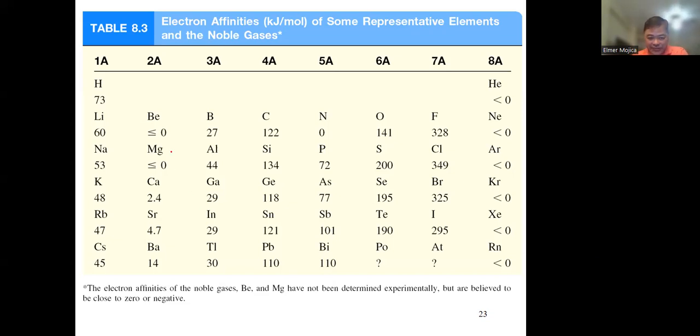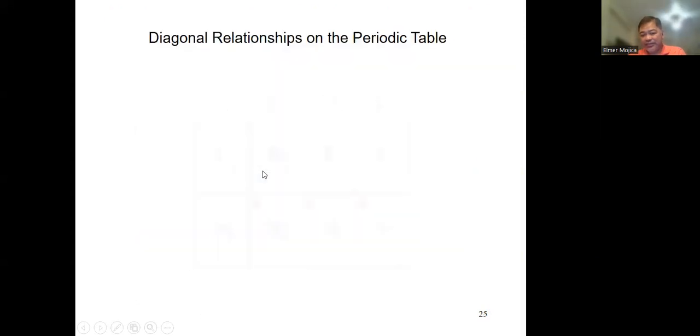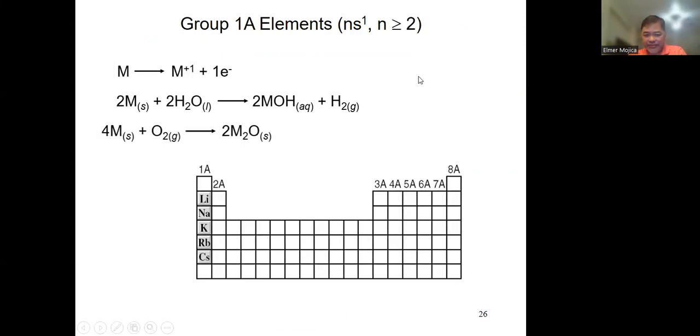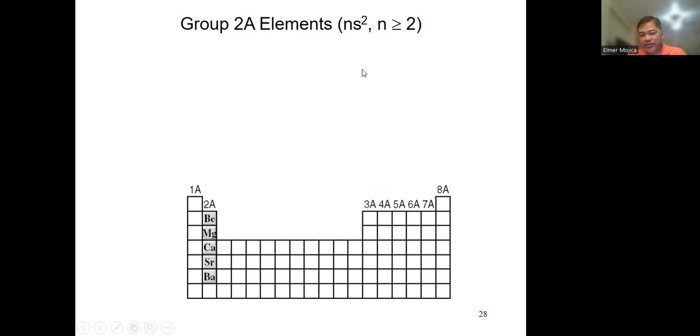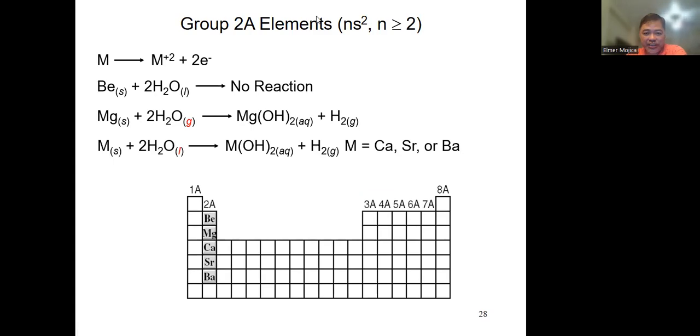So if you're going to look at this, medyo ano lang dito, anomaly. But if you're going to look, I think there's a trend here. From left to right, it increases. Okay? So usually there's a diagonal relationship on the periodic table. I think the thing that you need to know is just the definition of electron affinity. Okay? So I think that's all that I need to talk about today. I'm not going to go on with the different groups. Yun lang usually yung involved.